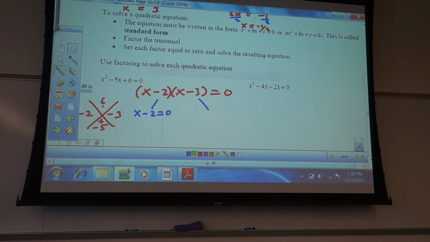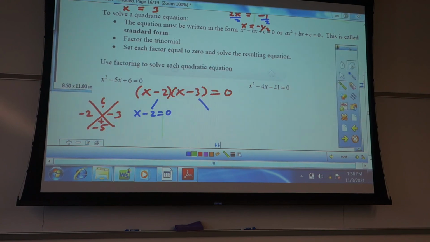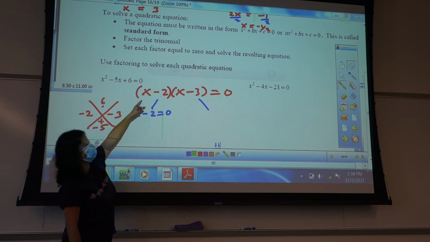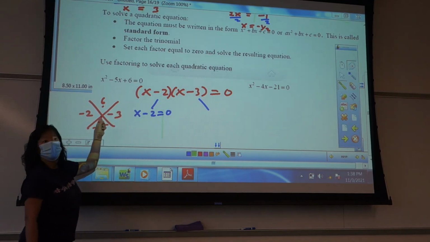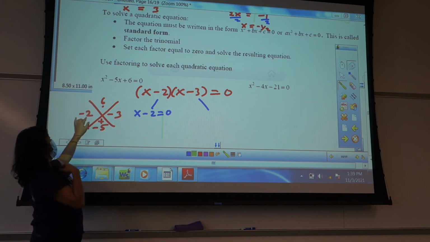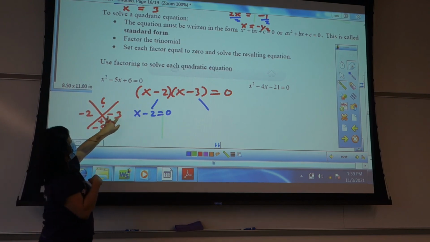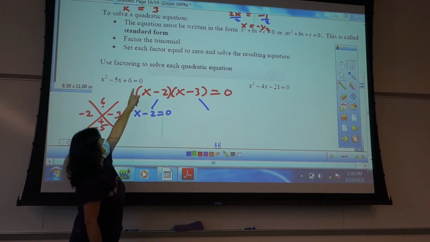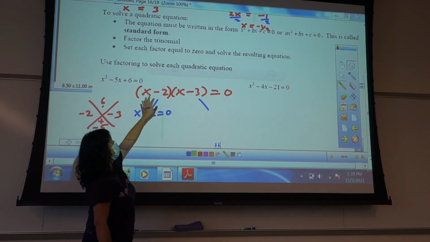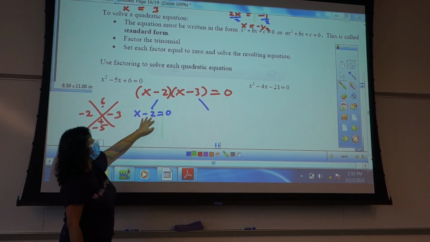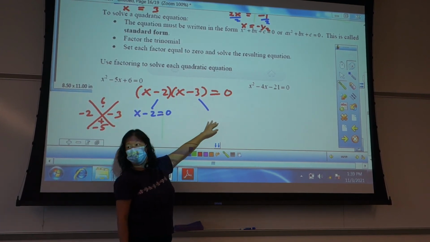Does everyone understand how I got from here to there? Since my a is 1, I can just put them straight in. X minus 2, x minus 3, and equals 0. Because it equals 0, we have two things multiplying together giving me 0. So I need either the first one equals 0 or the second one equals 0.